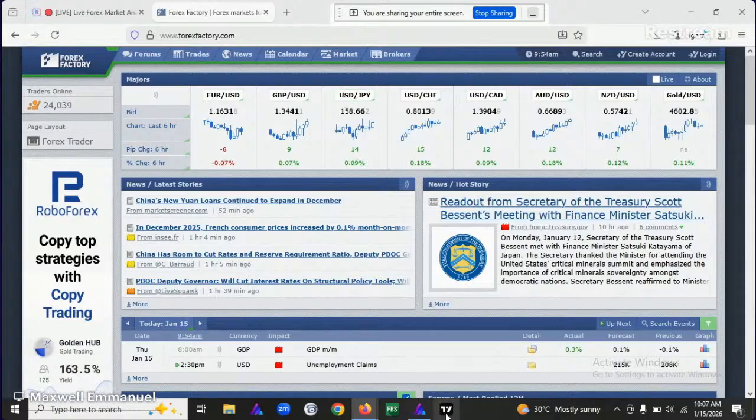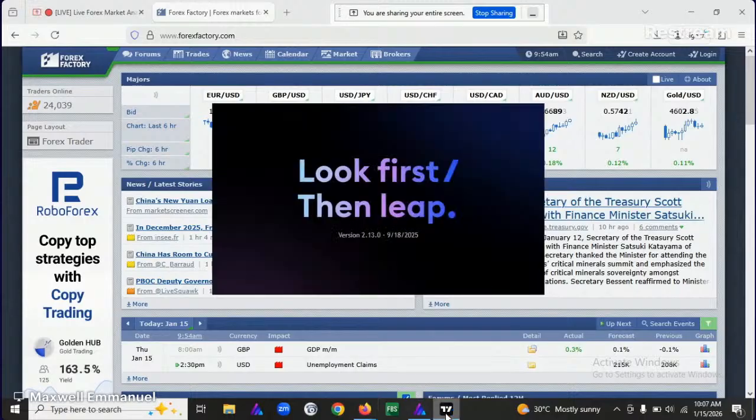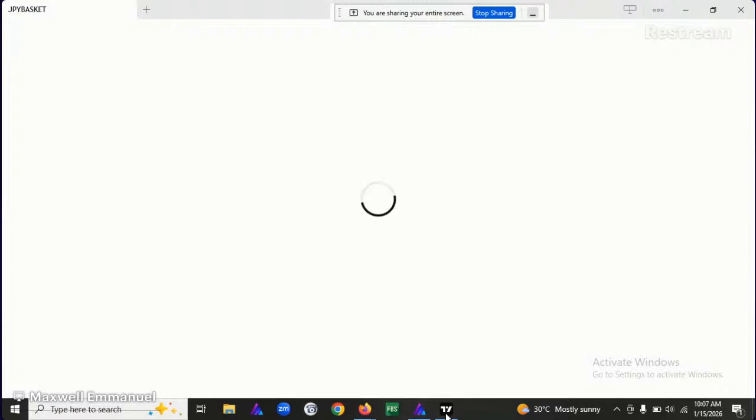So let's go straight to the chart. Let's start by analyzing the dollar index and the yen basket. We use the dollar index to identify the strength of the dollar, and we use the yen basket to define the strength of yen. So if the yen basket is bullish, it means yen is bullish. Therefore, we look for opportunities to buy yen.